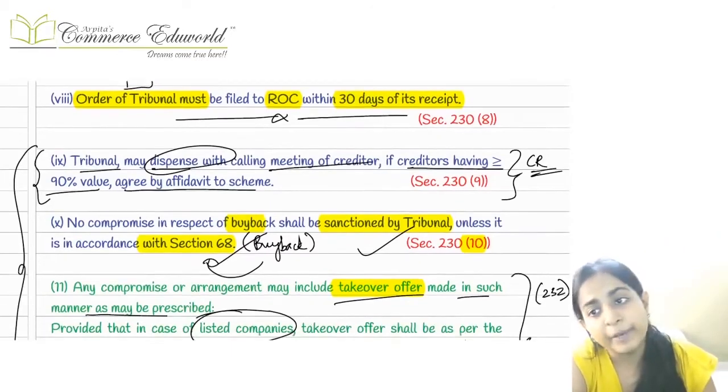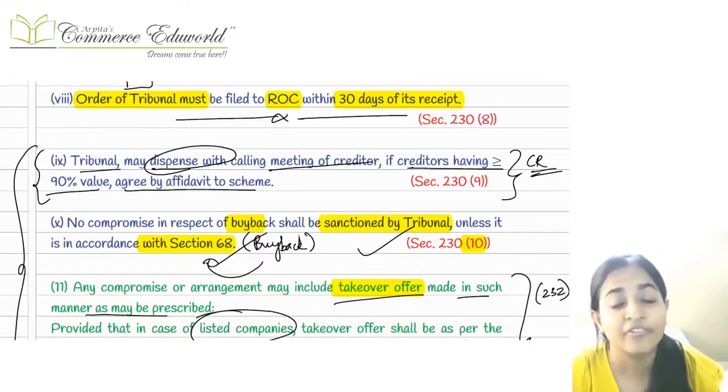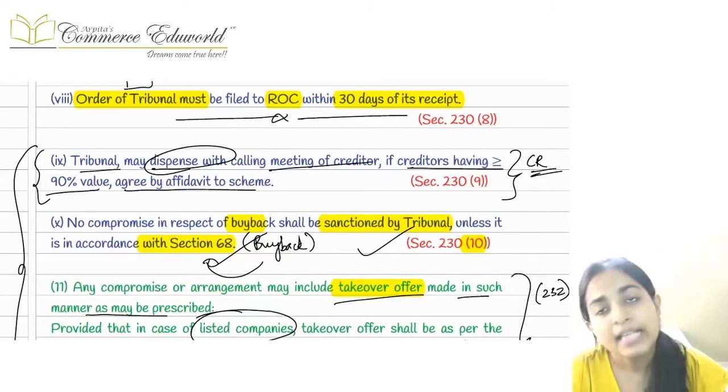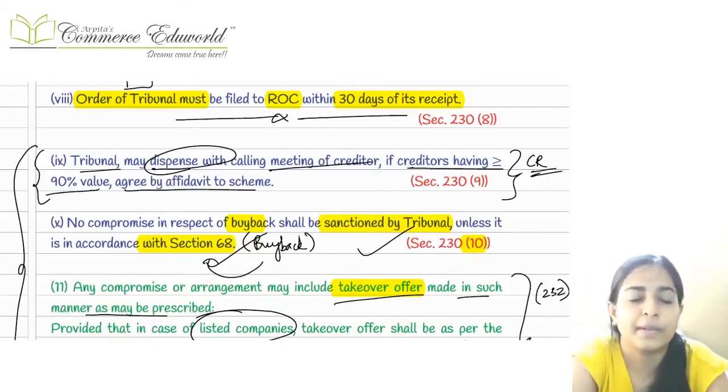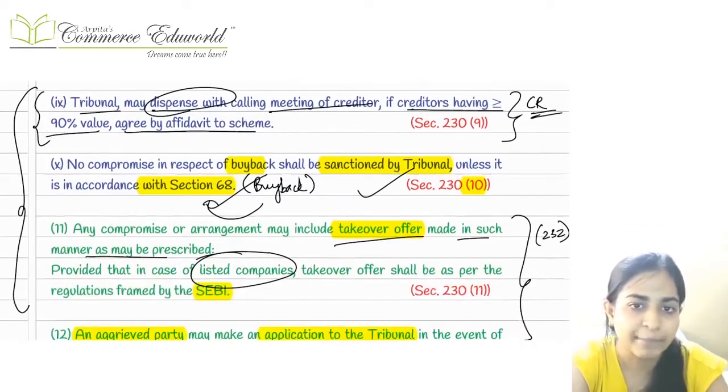Even that is important. And the tribunal's order has to be filed with the ROC, just like every important document, we file it with the ROC. Similarly, here also this particular tribunal's order, we are going to file it with the ROC within 30 days so that the ROC can register this particular scheme.